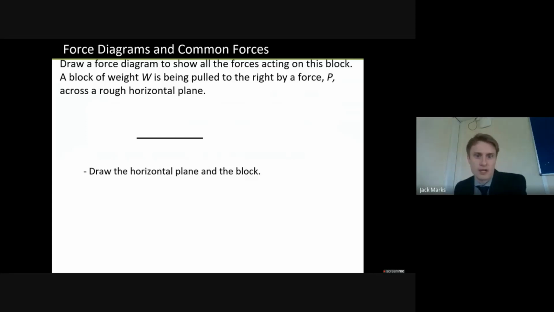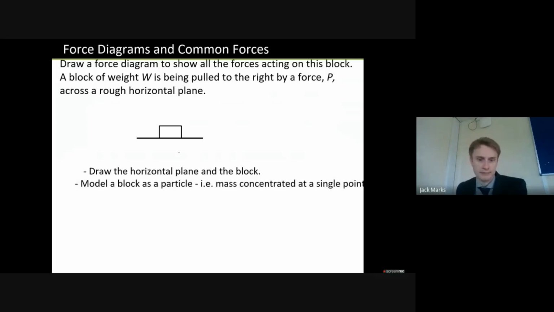So draw a force diagram to show all the forces acting on this block. A block of weight W is being pulled to the right by force P across a rough horizontal plane. So there's a lot of things going on there. A horizontal plane, think of it like a table or a surface or something. That's why it's got that flat line there. And the block, of course.